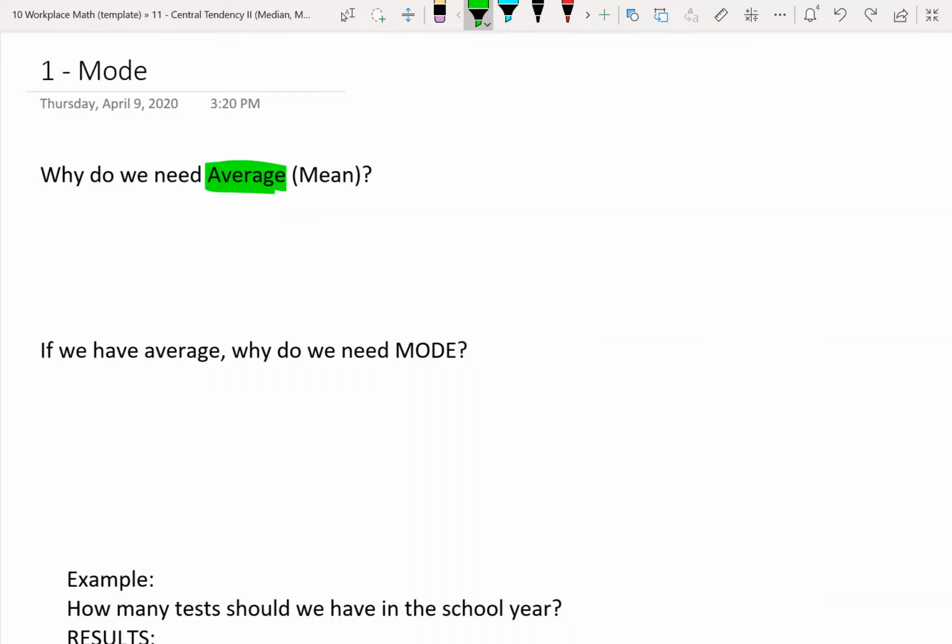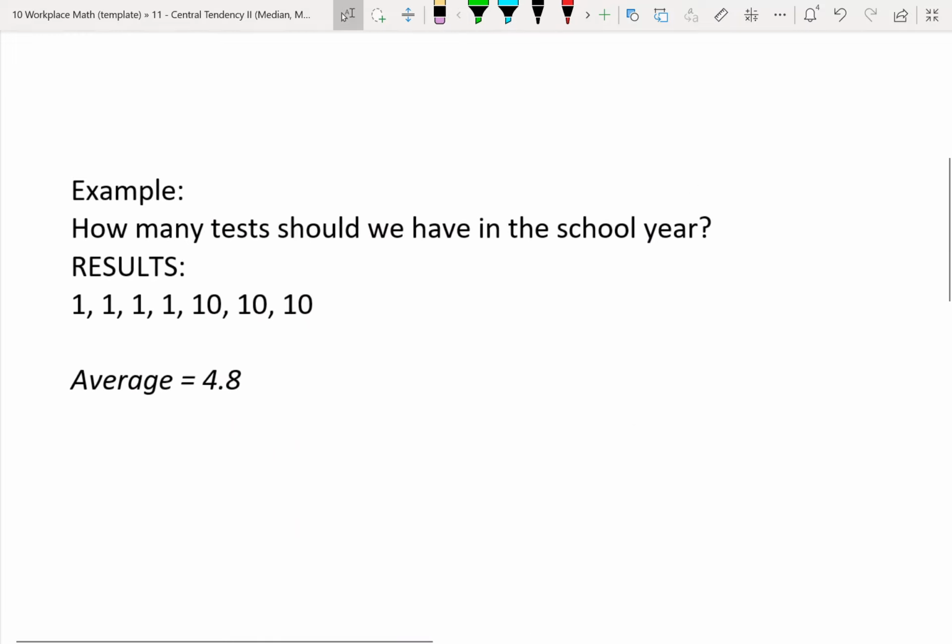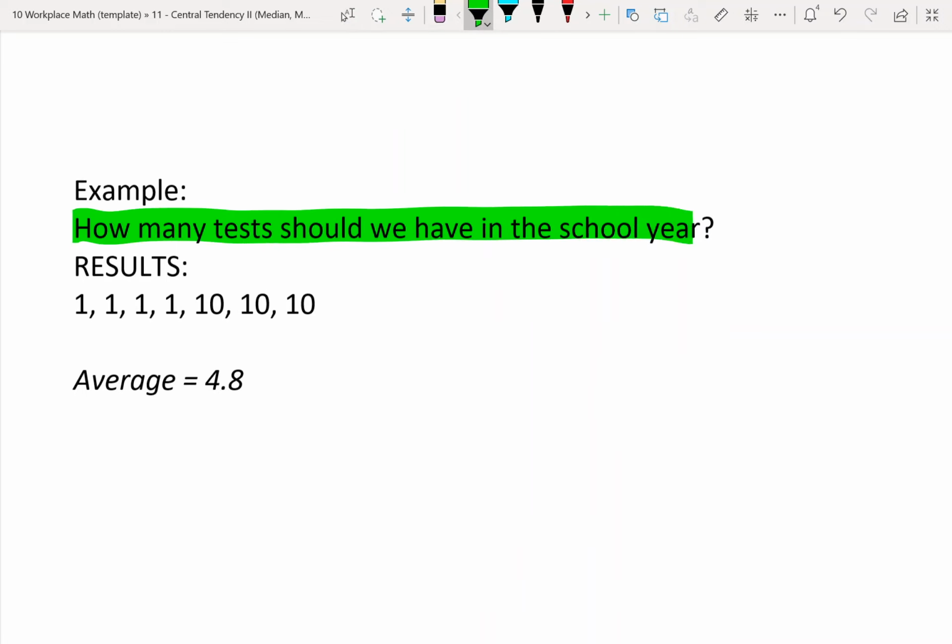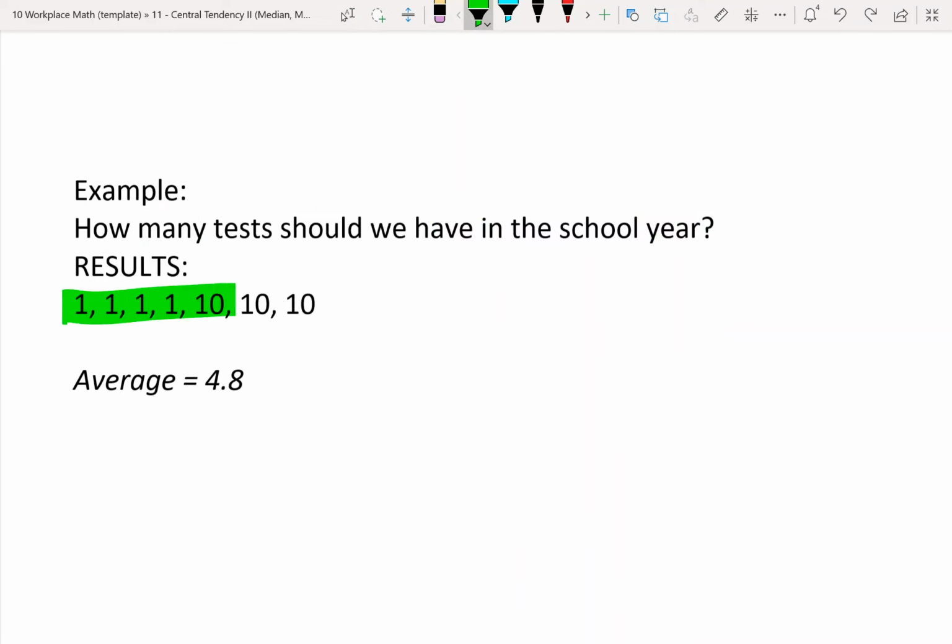This is not a perfect method, and that's where we have other systems like mode. A mode is a special number, kind of like the average, that can give you a clue about a big group of numbers. So let's look at some examples. Let's say I asked people, how many tests should we have in the school year? And let's say these were the results. You can see 4 kids said just one test, and then 3 kids said they wanted 10 tests. If we did the average, which we did last unit, the average would be 4.8.